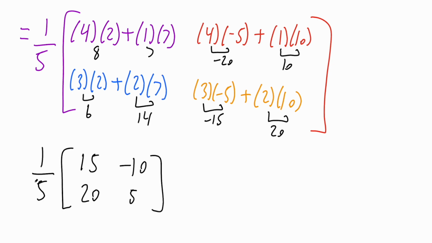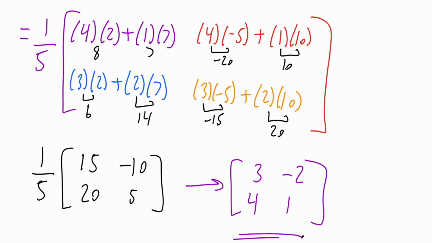Our last step is to multiply by this constant. So 1/5 times all 4 pieces. We know 1/5 times 15 is going to give us 3. 1/5 times -10 is going to give us -2. 1/5 times 20 is 4. 1/5 times 5 is 1.